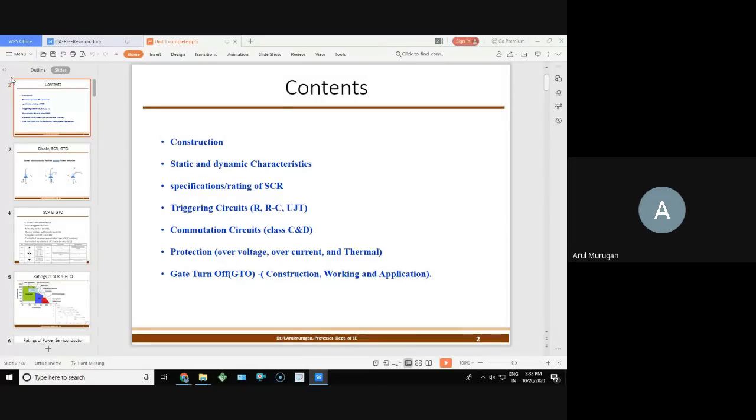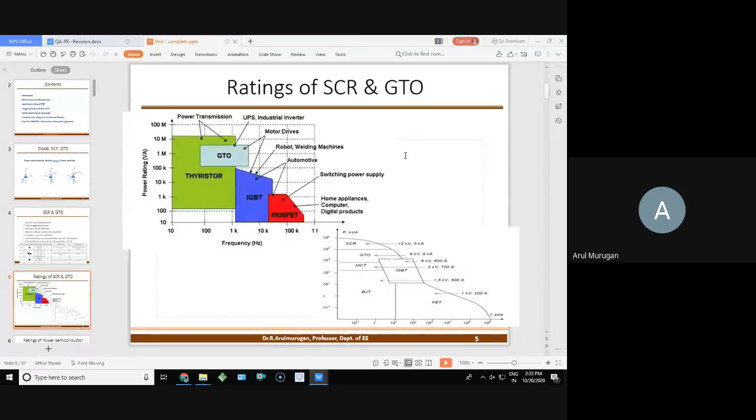Yeah, we go ahead, and this is an SCR, a power semiconductor device. First, we'll look at the power semiconductor device. So what are the power semiconductor devices? These are the power semiconductor devices: Thyristor, GTO, IGBT, MOSFET.